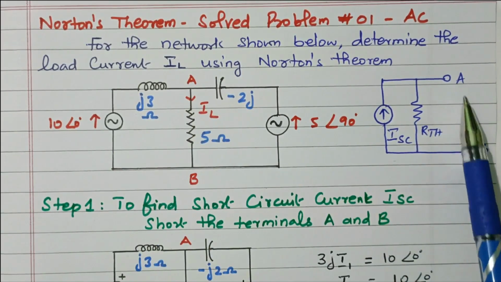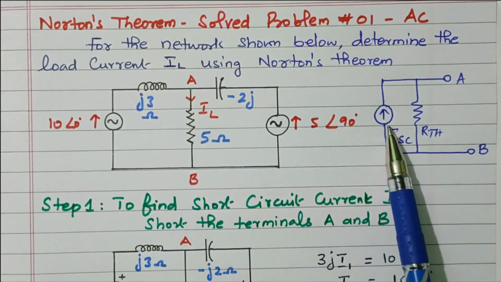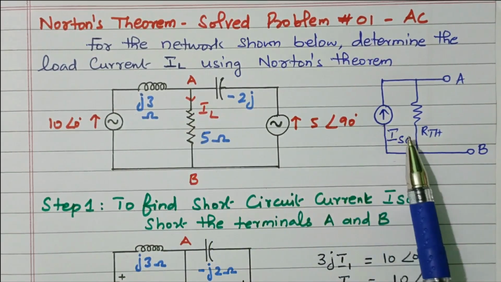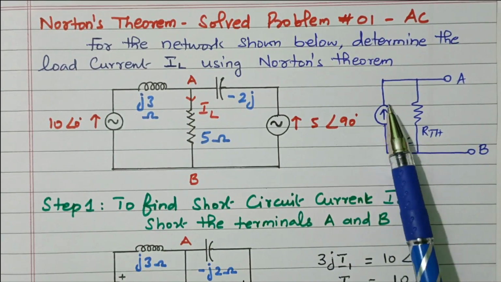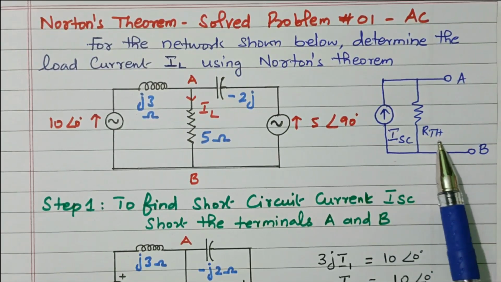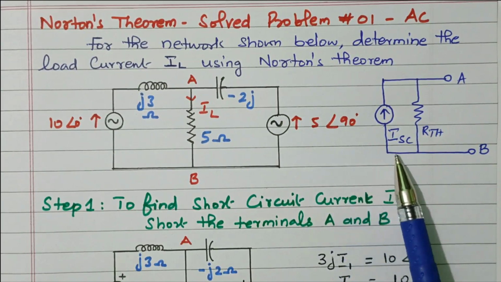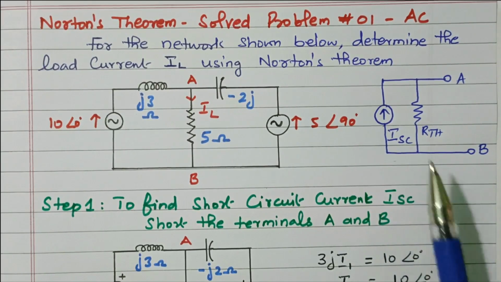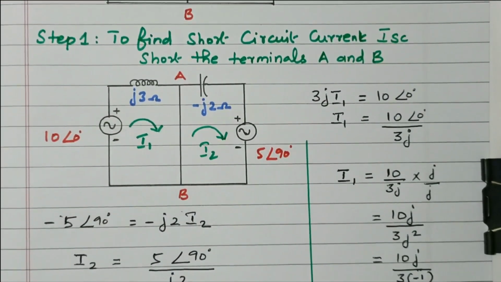Then we have the load terminal AB, so that this complicated circuit is simplified with one current source, resistance and load resistance. Thereafter we can easily calculate the current flowing through this load terminal AB by using the current divider rule. So our aim is to find the Norton equivalent circuit. First we will find the short circuit current ISC. So step 1 is to find the short circuit current.